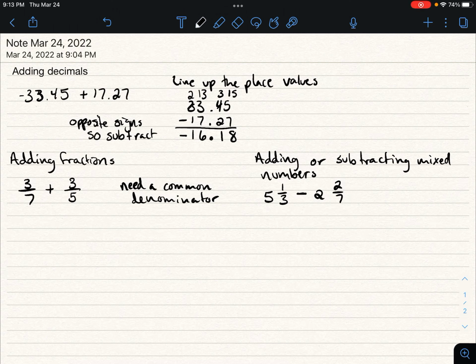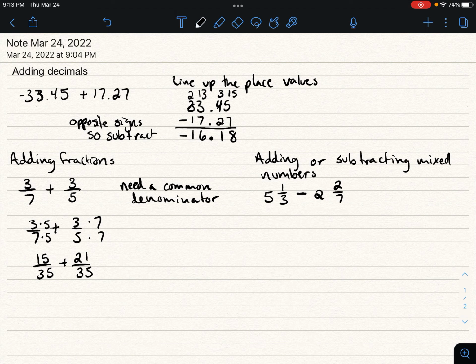So you've got 3/7 and 3/5. So I'm going to times the 3/5 by 7, because that'll give me 35 on the bottom. I'm going to times 3 and 7 by 5, because that will give me 35. So this now becomes 15/35 plus 21/35.